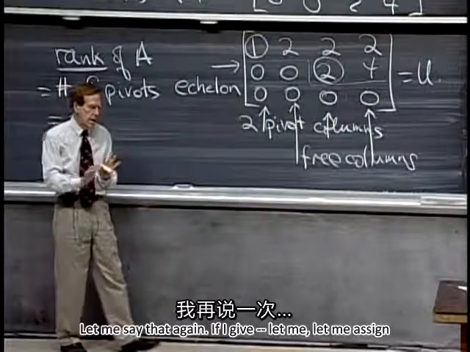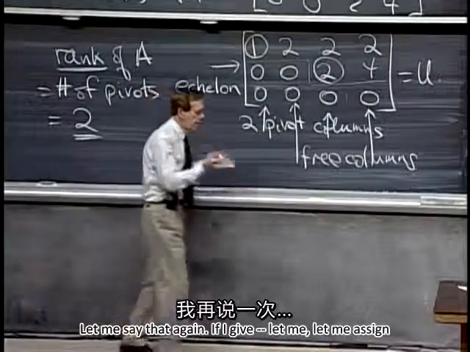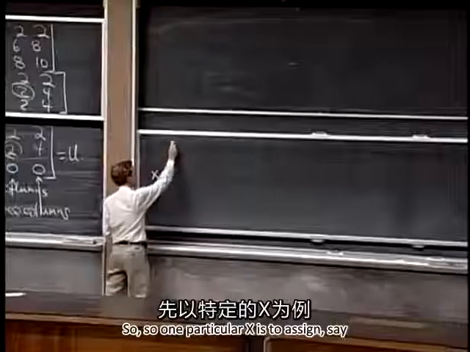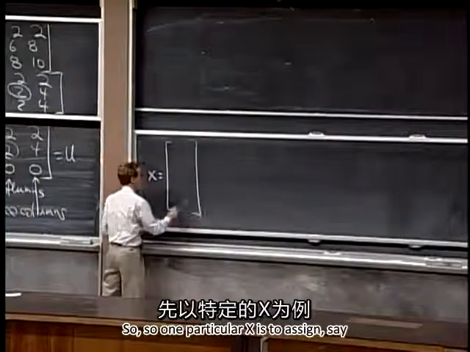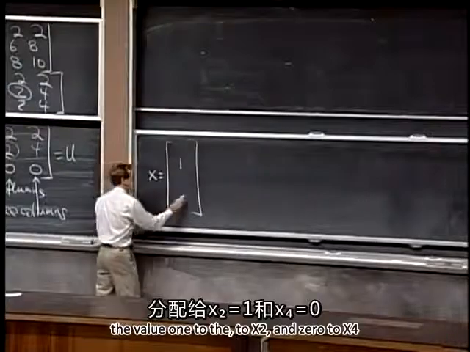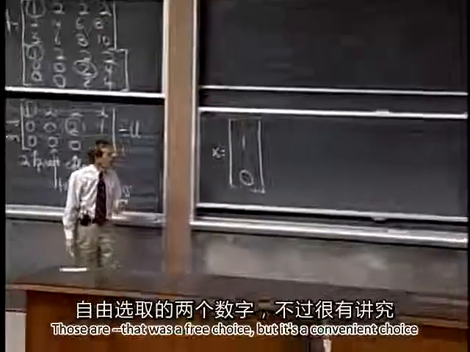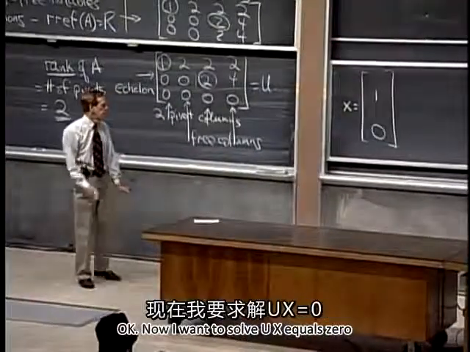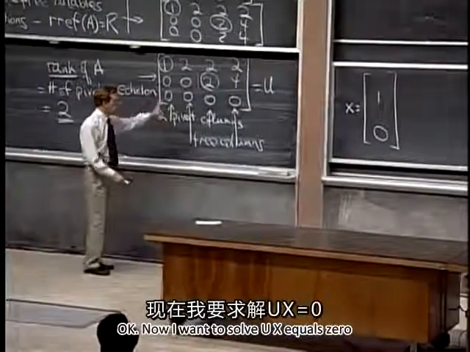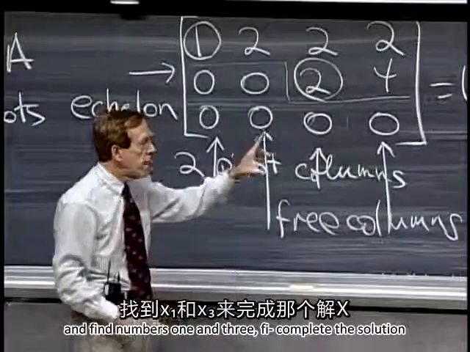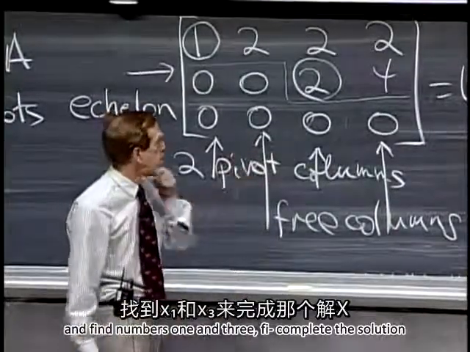Let me say that again. One particular x is to assign, say, the value 1 to x2 and 0 to x4. That was a free choice, but it's a convenient choice. Now I want to solve Ux equals 0 and find numbers x1 and x3, to complete the solution.